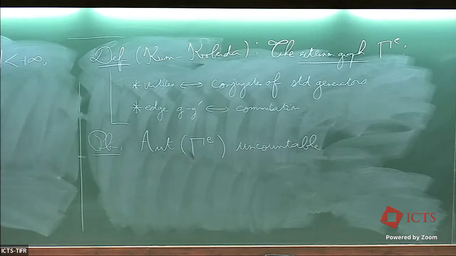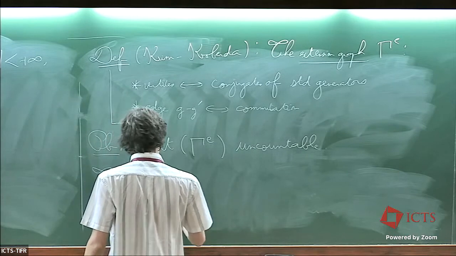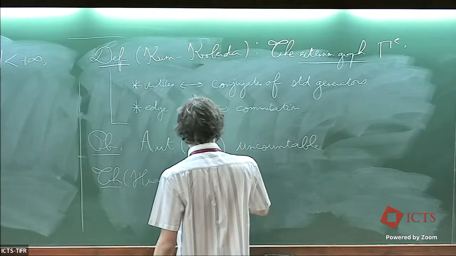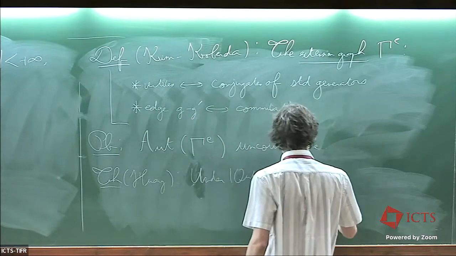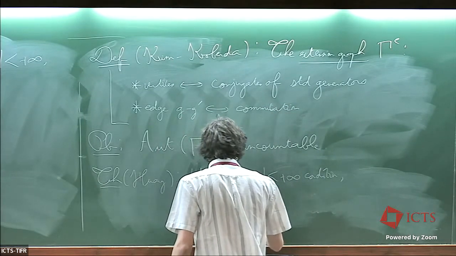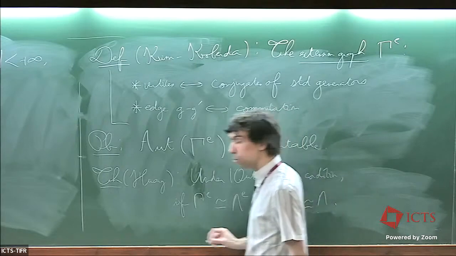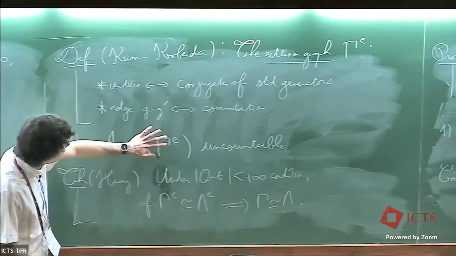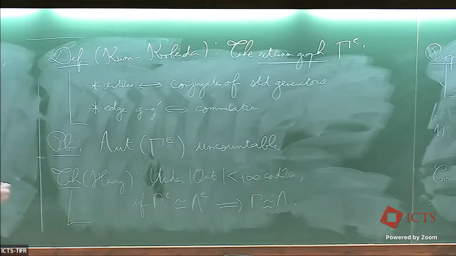But what helps us for this is that Jingin proved that under this finite out condition, if the extension graph of gamma is isomorphic to the extension graph of lambda, then gamma and lambda have to be isomorphic. So this graph does not completely capture the RAG, but it's enough to distinguish between RAGs with finite out. And this is what we use.